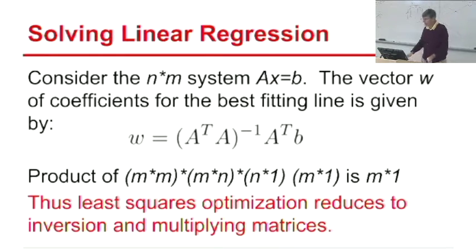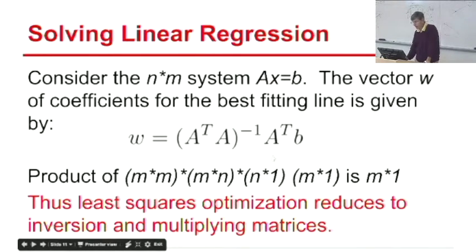Okay? The claim is that this is how you do it. You take your data matrix, you transpose it, multiply it by A, invert it, multiply that by the transpose of A, and multiply that by your target variable, and this will give you the coefficients matrix. Any questions about that?